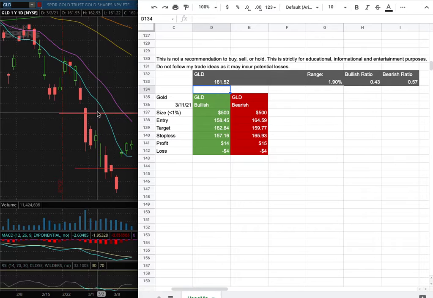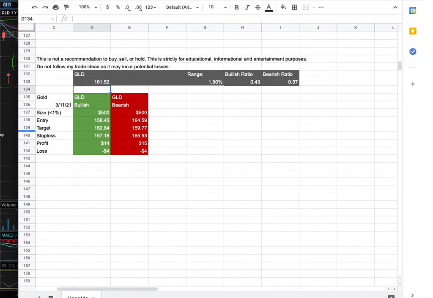$164.59, and that is this range here. My sell target is at $159.77, and my stop loss is at $165.93. So whichever entry price were to hit first, that'll be my position of the week.